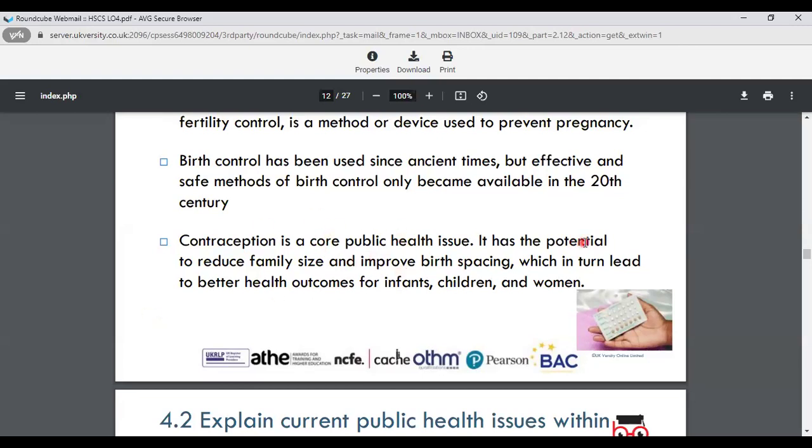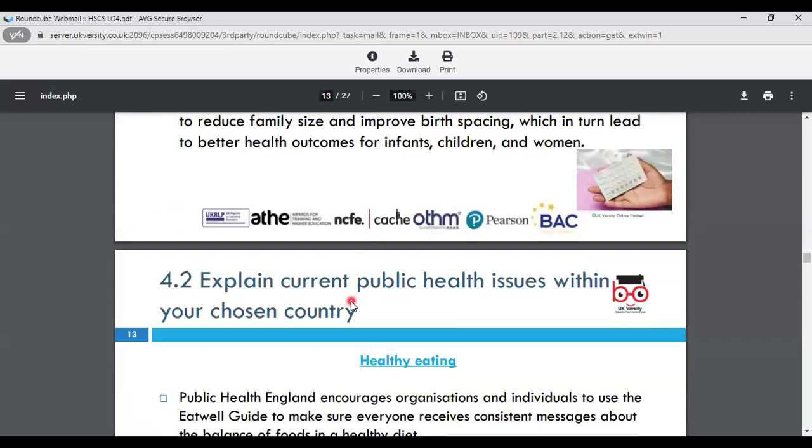Contraception is a core public health issue, and it has the potential to reduce family size and improve birth spacing. So it's birth planning, isn't it? It's family planning. How many children do you want to have within 10 years of your marriage life, for instance? So that's birth spacing. All of that comes into family planning. So this will in turn lead to better health outcomes for the infants, children, and for the woman themselves.